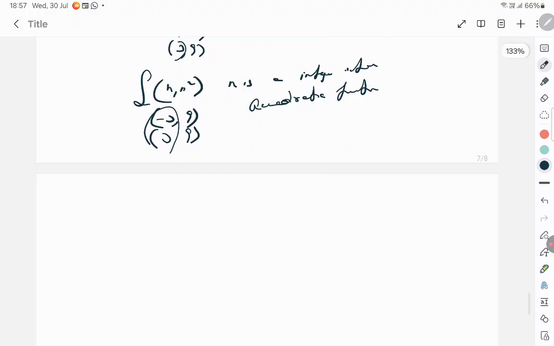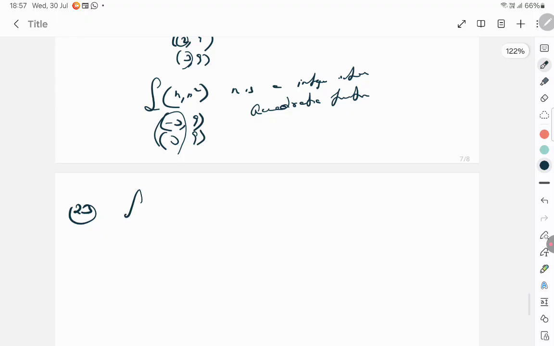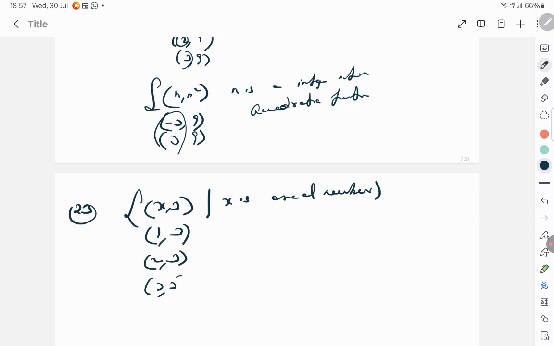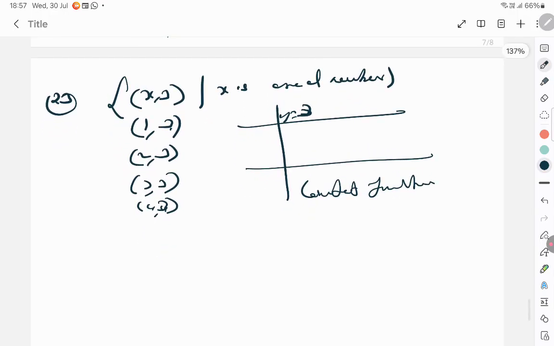So let's go to the next question, which is sum number 23. They've given x comma 3, where x is a real number. They've said x is any real number. Every time you write x as 1, it's mapped to 3. X as 2 is mapped to 3. X as 3, it's mapped to 3. X as 4, it's mapped to 3. It's a constant function. Y value is always 3. Y is equal to 3 is known as a constant function, and it is definitely a function. Okay, this relation can also be a function.